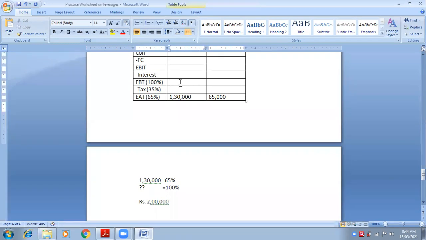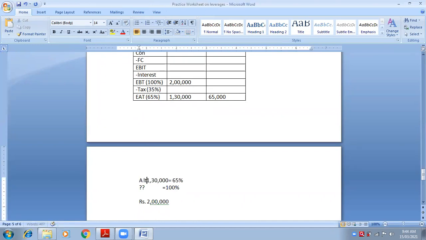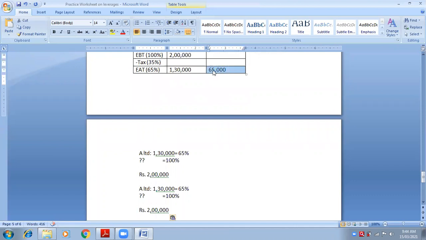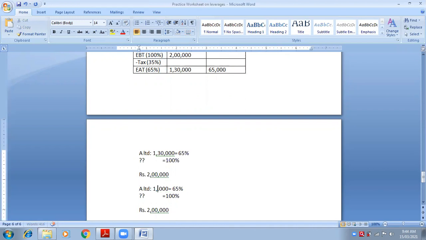Similarly, you have to find it for B Limited also. This is A Limited. The same way you have to do it for B Limited also. Now tell me, what is B Limited? EAT is 65,000, and if it is 65%, what is 100%? So here you will write 65,000 is equal to 65%. So what will be your 100%? Are you getting it?